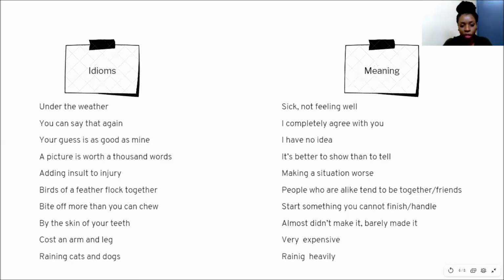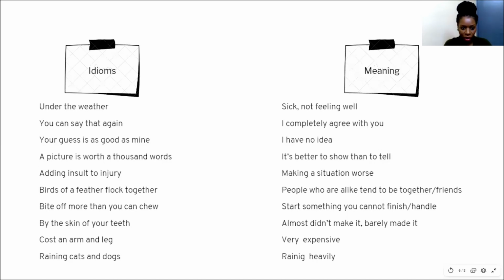Bite off more than you can chew. They say that you're biting off more than you can chew when you start a project or you start something, you work on something, or you make the decision to do something, but it's clear that you can't do it, or you won't be able to complete it, you won't be able to finish it, you're not going to be able to handle it. It's like, I think you're biting off more than you can chew with that one.